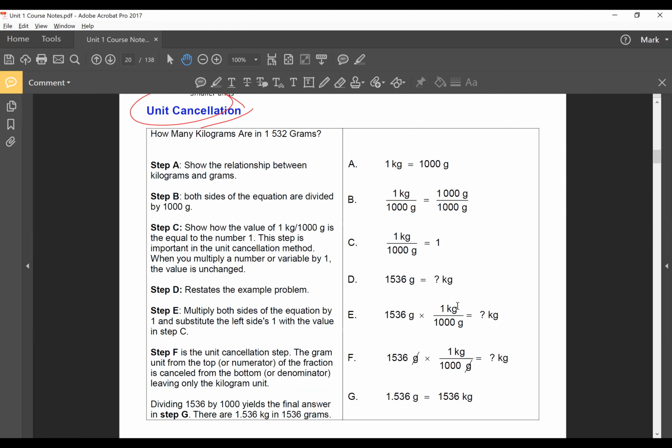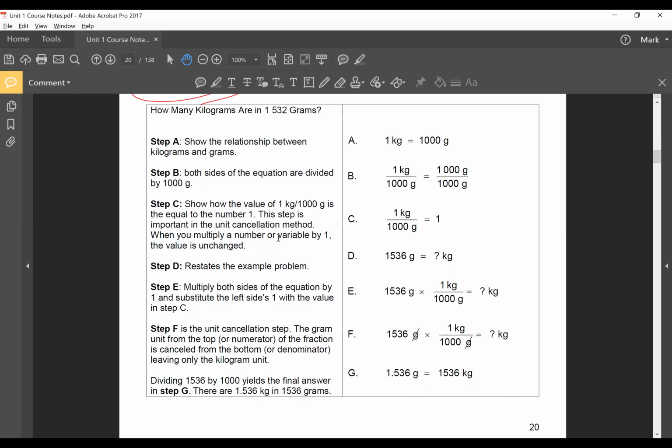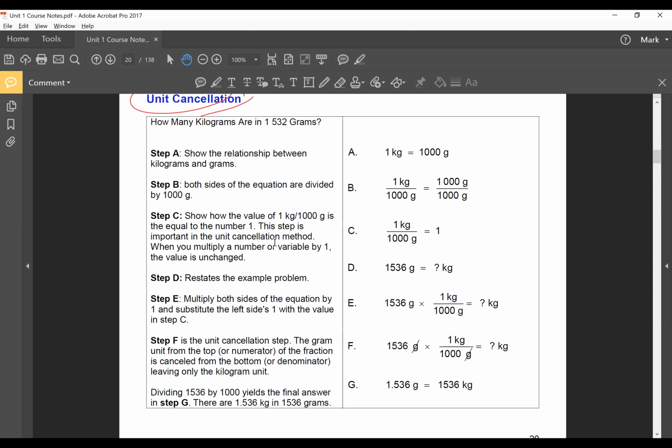The next part is unit cancellation, which I alluded to as something we call in science dimensional analysis, using a conversion factor, a fraction basically, to cancel units to get the unit we're looking for. So there are steps here to solve this, but I think I'm basically going to show you how it's done.